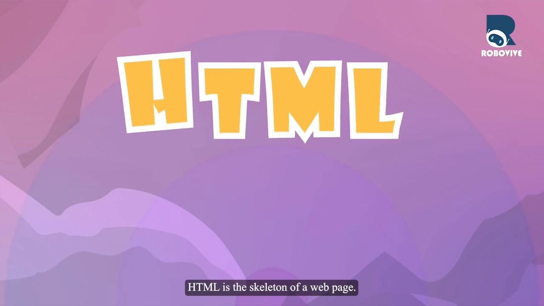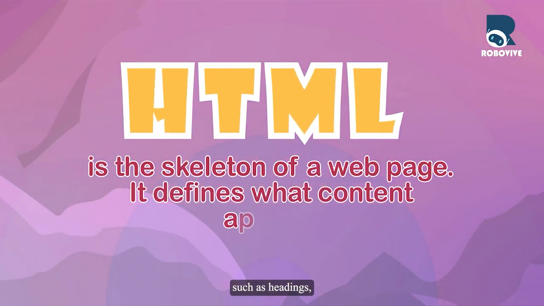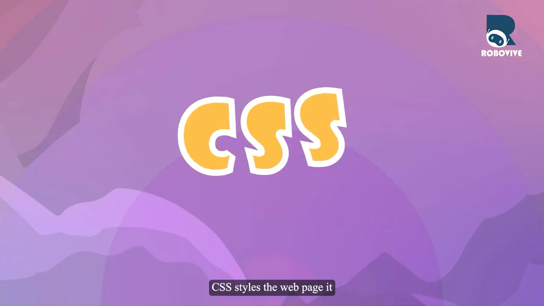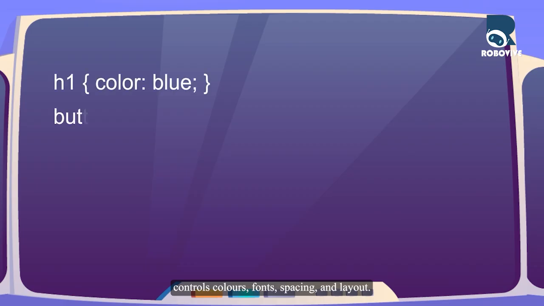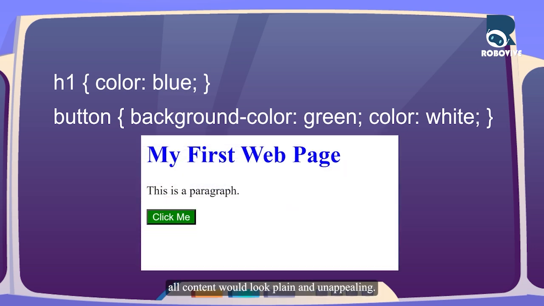HTML is the skeleton of a web page. It defines what content appears, such as headings, paragraphs, images, buttons, and forms. CSS styles the web page. It controls colors, fonts, spacing, and layout. Without CSS, all content would look plain and unappealing.